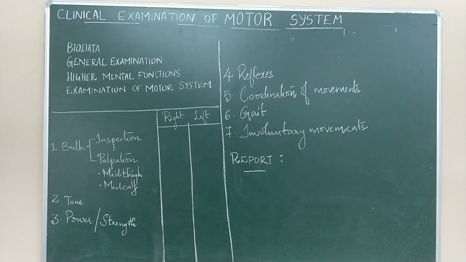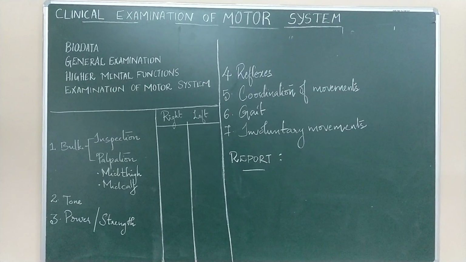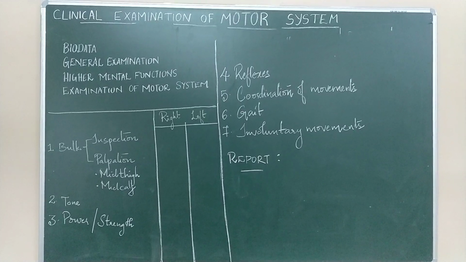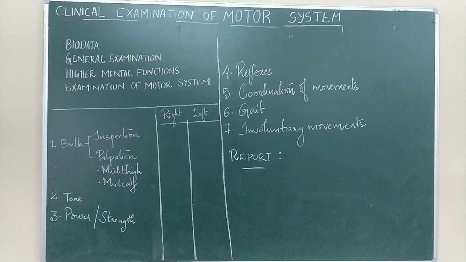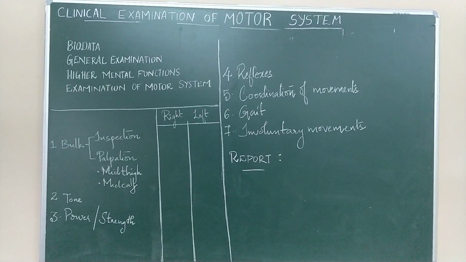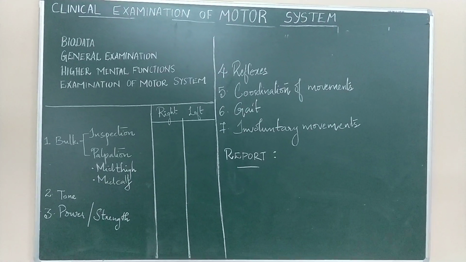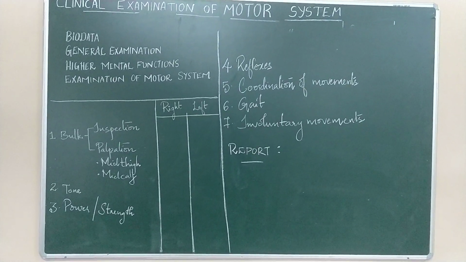We are going to discuss the motor system examination of the lower limb, where we discuss bulk, tone, power, reflexes, coordination of movements, gait, and involuntary movements. In this video, we are going to demonstrate the examination of bulk, tone and power of the muscle.